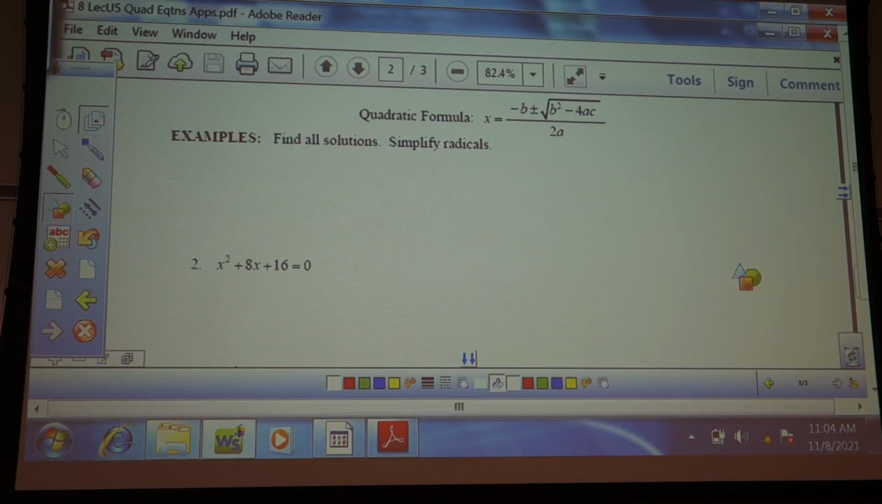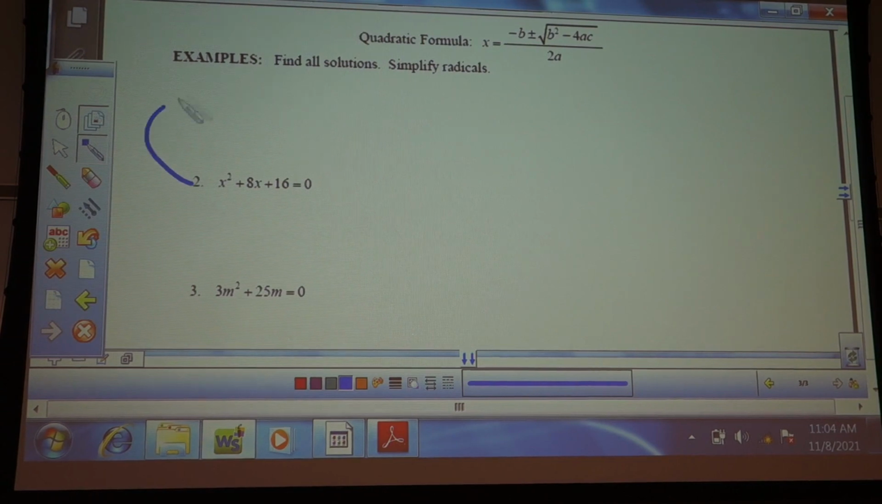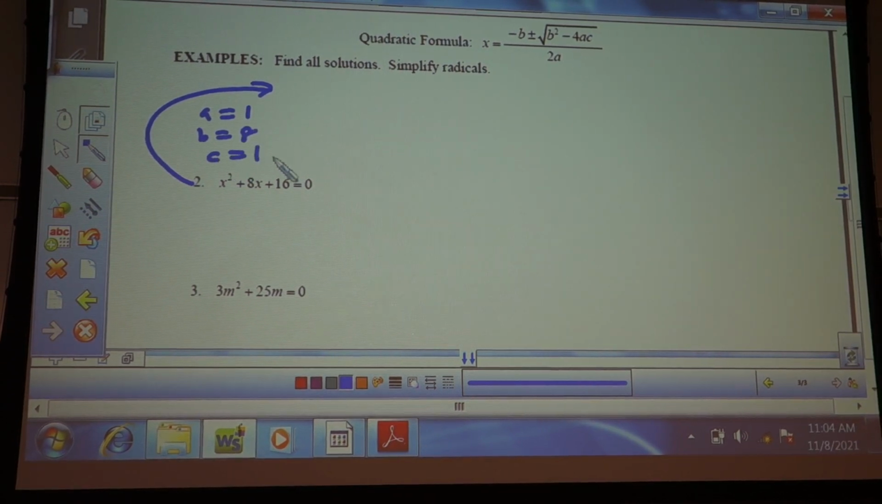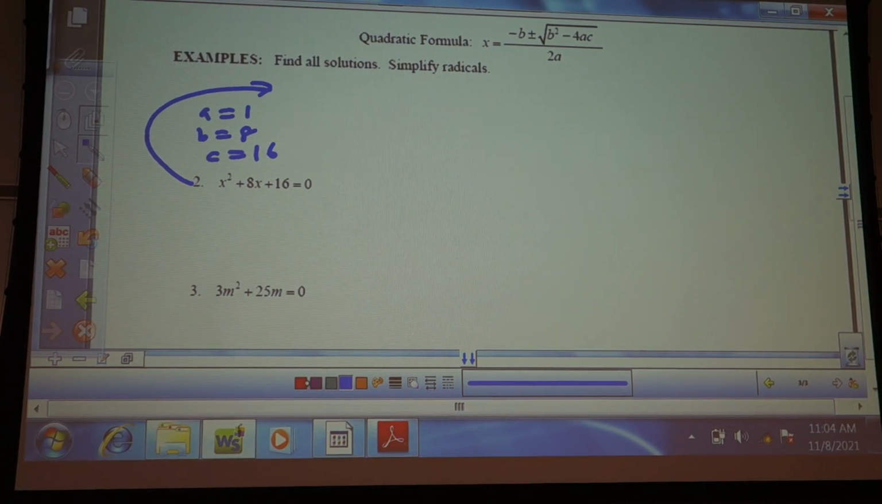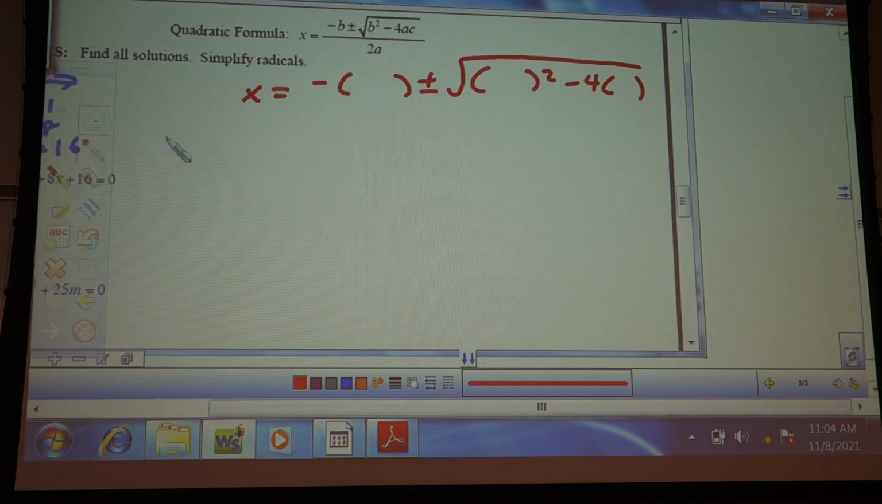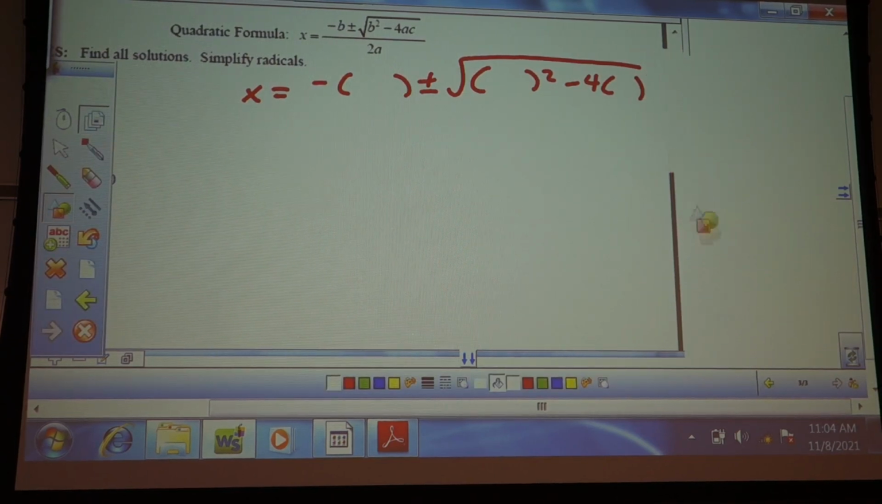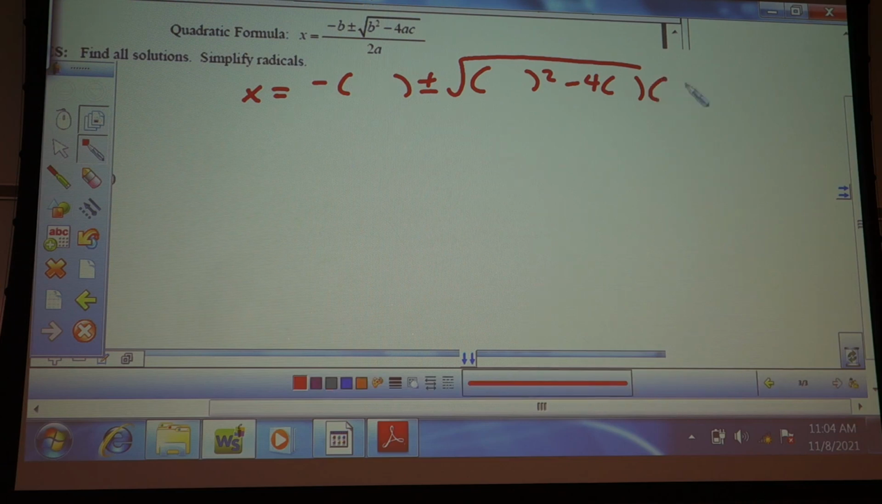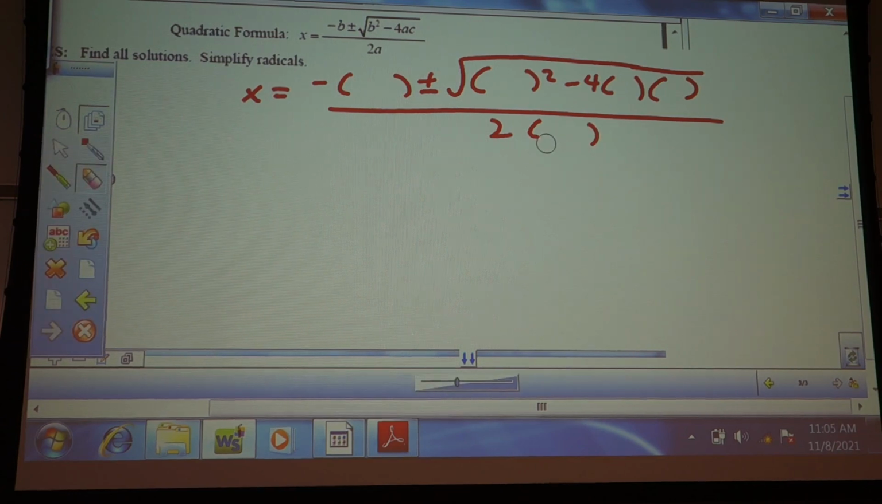Okay, so the first one, number 2, we'll do up here. So my A equals 1, my B equals 8, my C equals 16. And I would suggest that you write the formula as x equals, negative parentheses, plus or minus the square root of parentheses squared minus 4 times parentheses times parentheses, divided by 2 times parentheses. And then put whatever goes inside the parentheses in there.